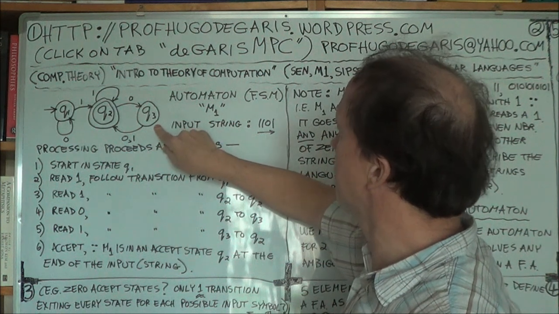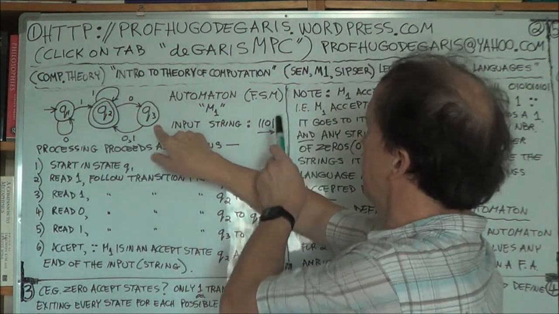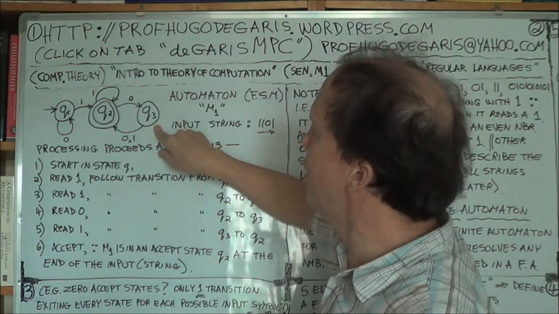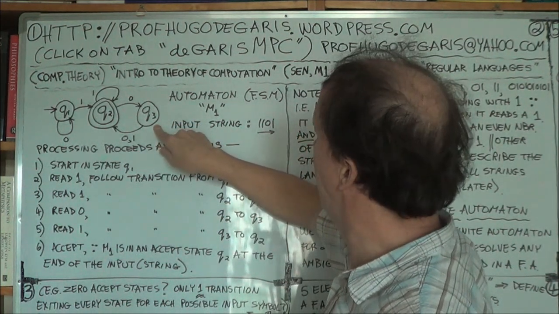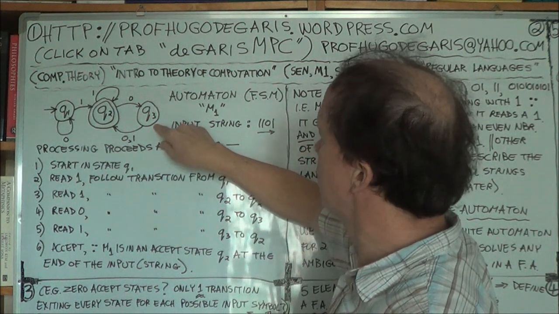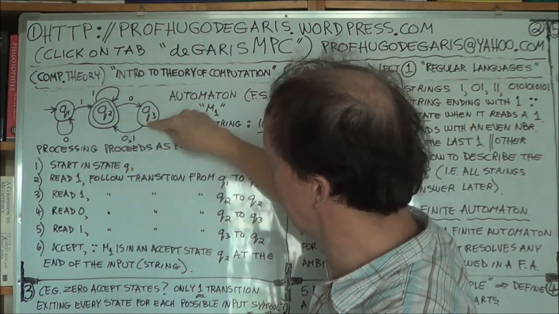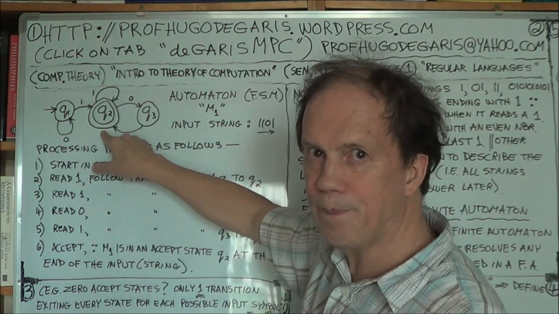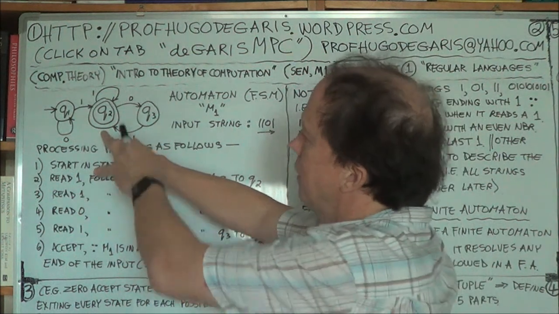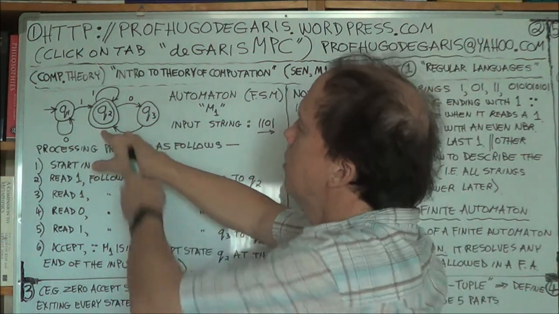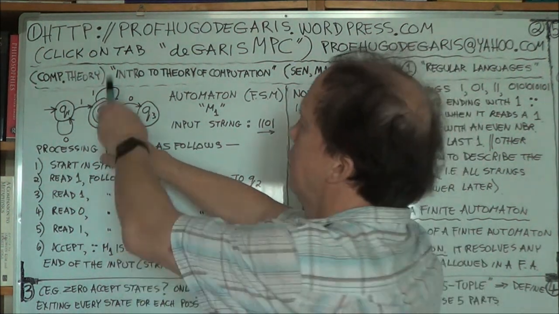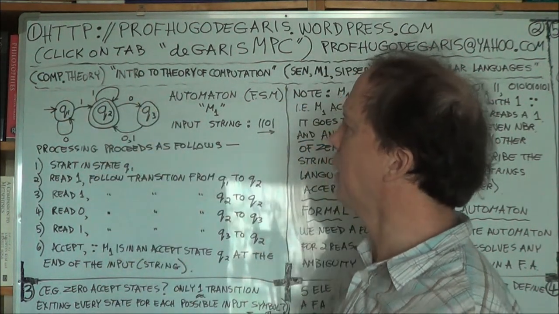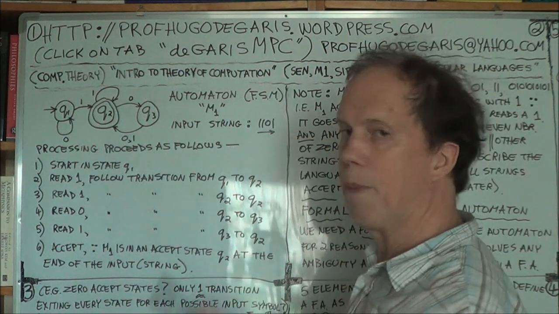Now the fourth symbol comes in. It's a 1 here. You're in state Q3, so if state Q3 and input symbol is a 1, transition to Q2. So you go along this arrow and you're back here. That's the last symbol. So your final state now is Q2. But Q2 is an accept state, it's got a double circle. Therefore this whole automaton accepts this string.